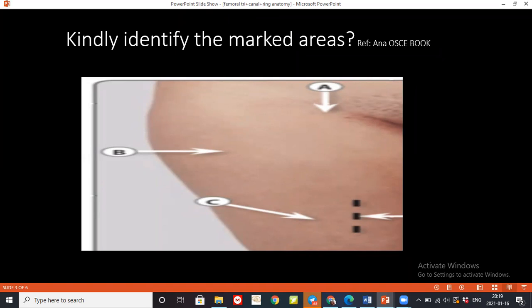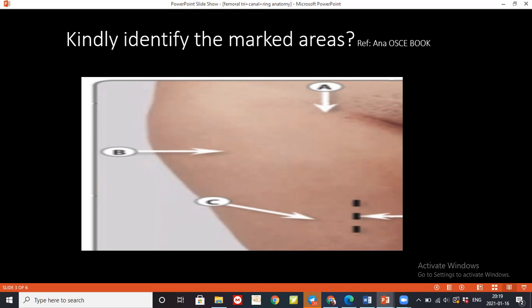Pathological significance? I'm not getting it now. What can happen? How does a femoral hernia take place? Yes, true. So it is the location of the femoral hernia. Can you please tell me what you understand by the term vascular lacuna?